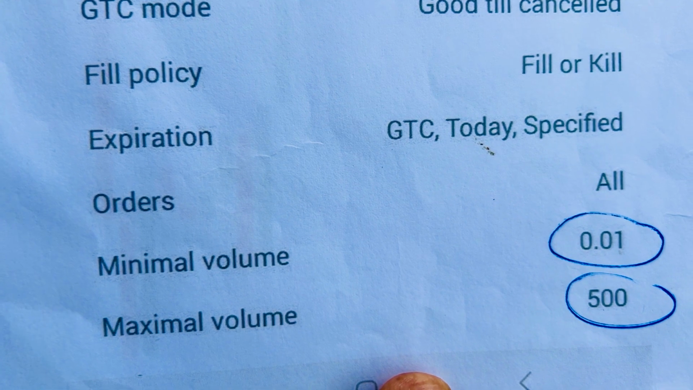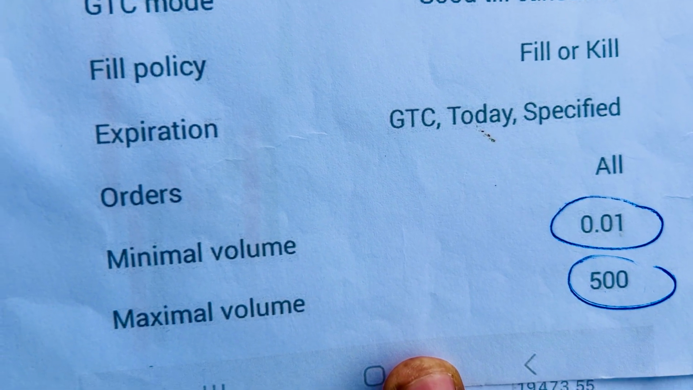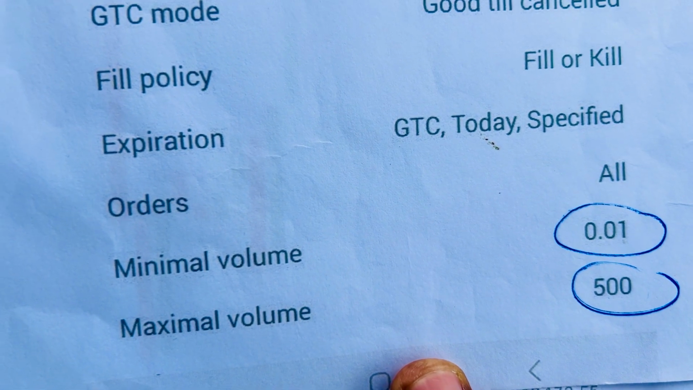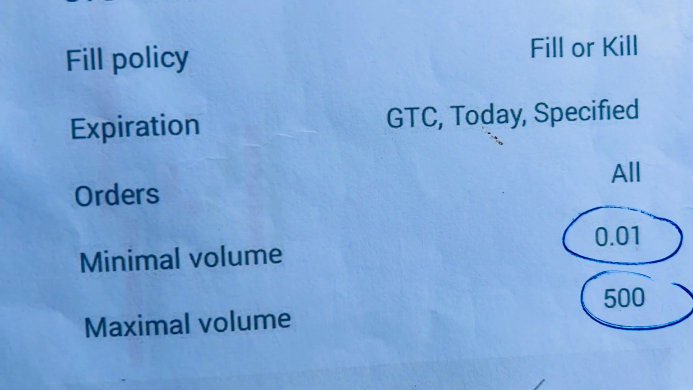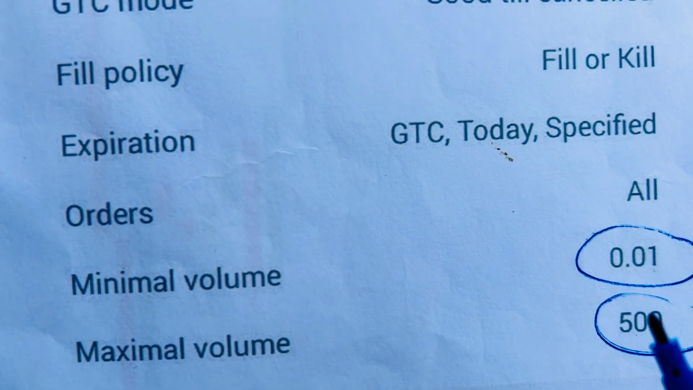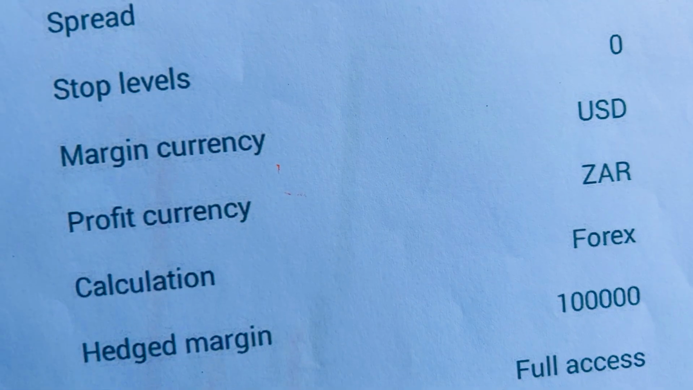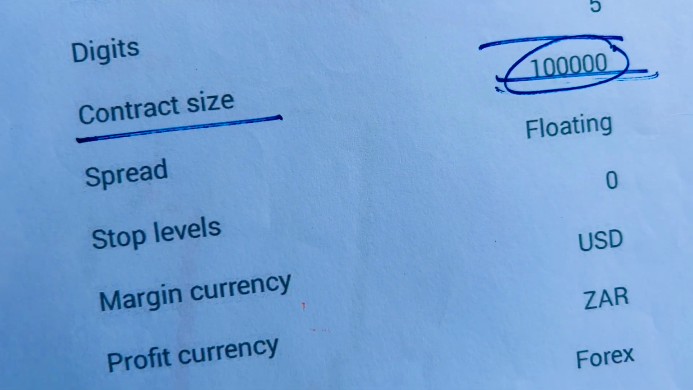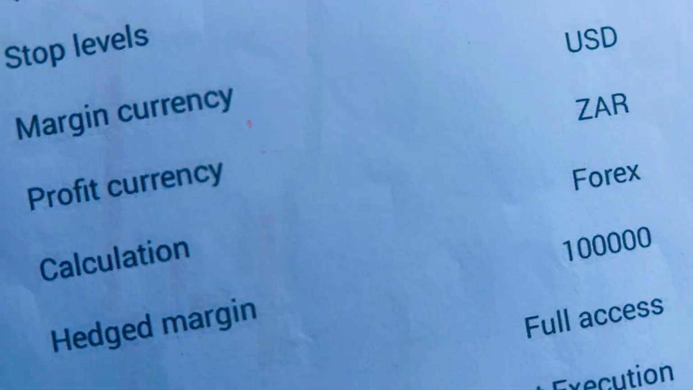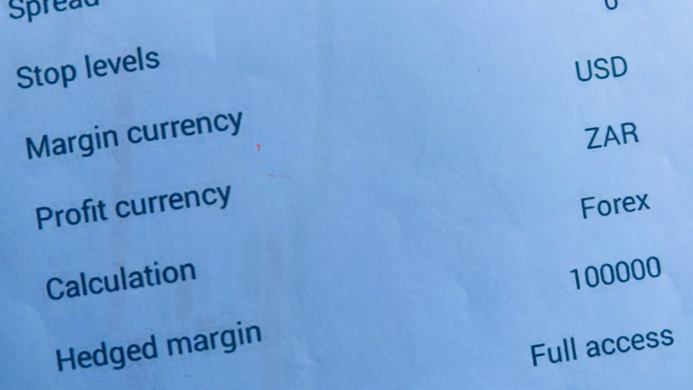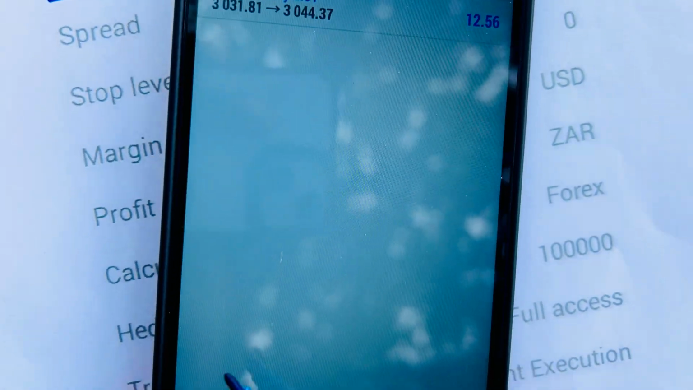This is only set by the broker. Are we together? It's set by the broker. They can set how much lot size you can actually start opening, given that they have different contract sizes. The different contract size, we're going back to using our device.